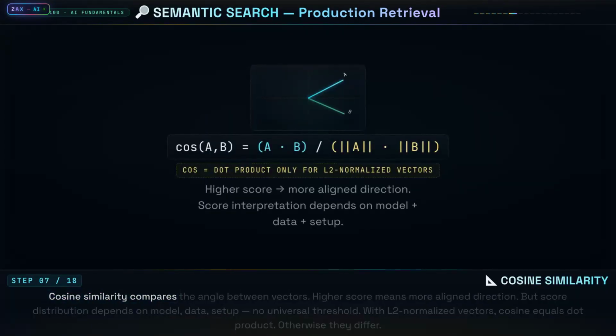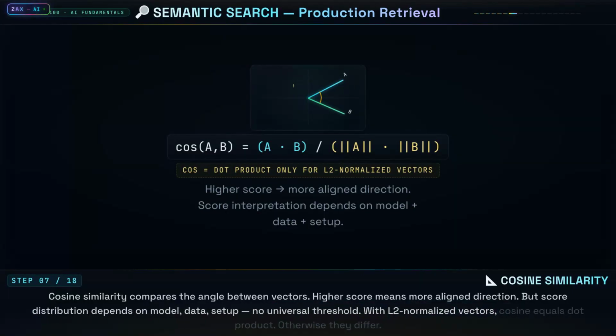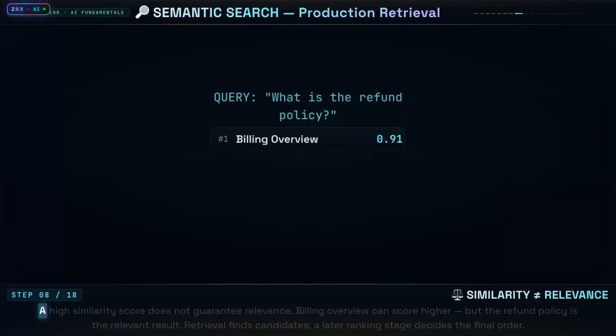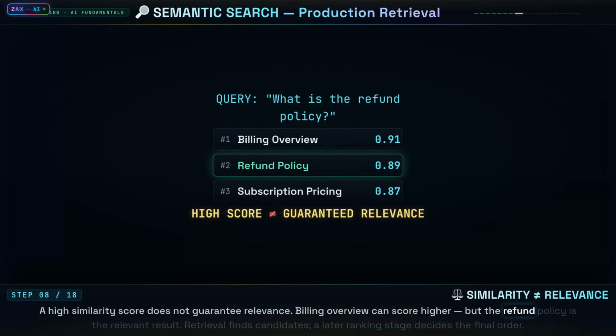Cosine similarity compares the angle between vectors. Higher score means more aligned direction, but the score distribution depends on your model, data, and setup. Do not assume a universal threshold, and if vectors are L2 normalized, cosine similarity and dot product become numerically equivalent. Otherwise they differ. High similarity score does not guarantee relevance.